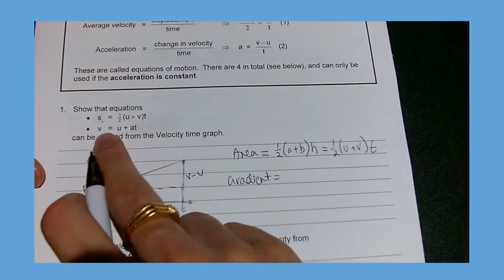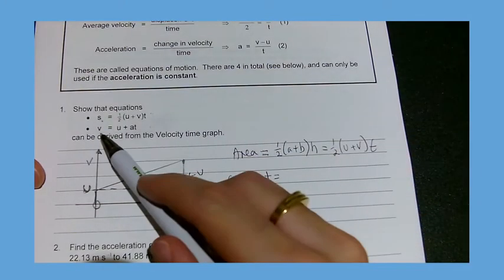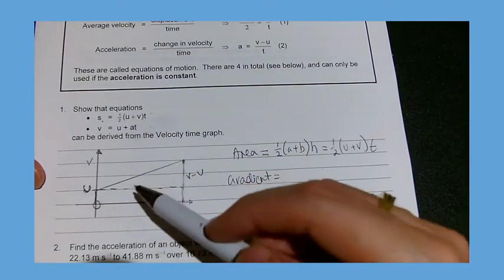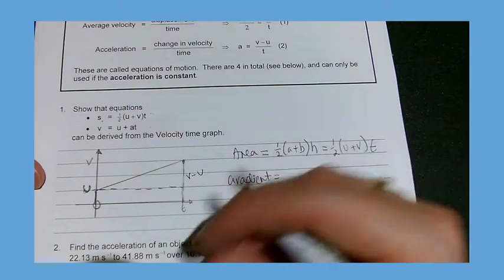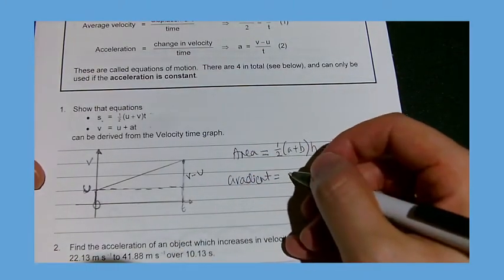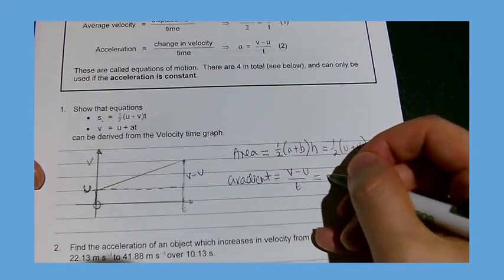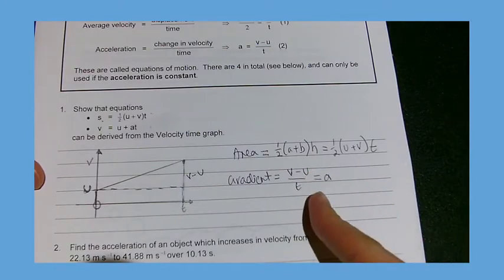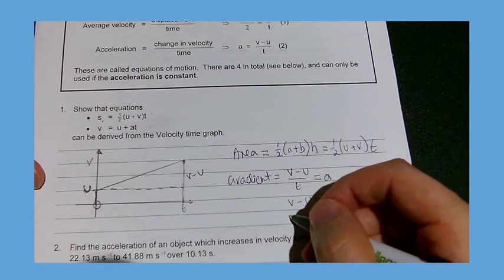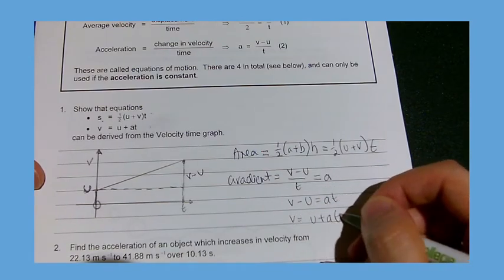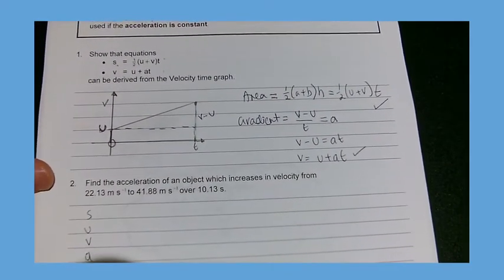Now the next one which you have to derive is the final velocity equation, which equals u plus at. Now, if I see an a there, then that must come from acceleration, which is the gradient of the velocity time graph. So remember, the acceleration v minus u over t equals a. So how can I get from there to there? Well, let's multiply through by t, and let's add u. So I've managed to derive both of them, and that's just coming from the velocity time graph.